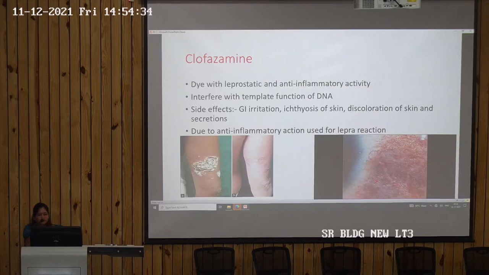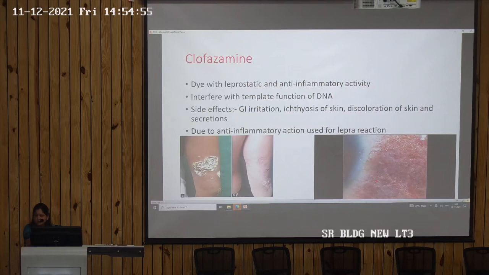Clofazimine is again a leprostatic drug and it has anti-inflammatory activity also. So it can be given in lepra reaction. When you give these anti-leprotic drugs, it may cause lepra reaction. Now, the mechanism is it interferes with the template function of the DNA.